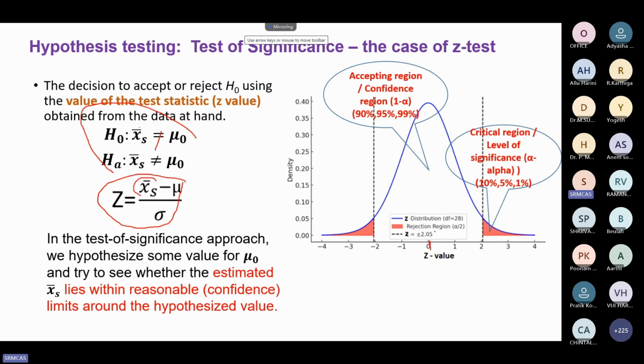So that means there is no difference between the estimated value and the population parameter. If there is some difference, the z value, positive or negative and other than 0, shows evidence against the null hypothesis. In this case, we can reject the null hypothesis and accept the alternative hypothesis.